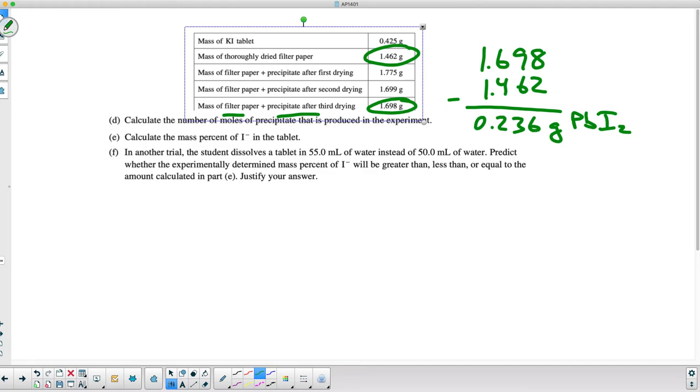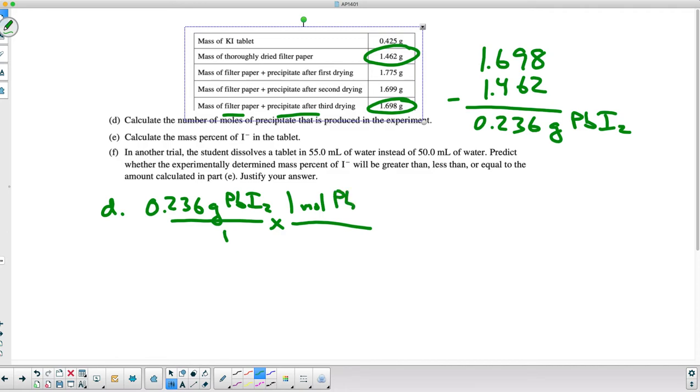So calculate the mass, oh, I'm not there yet. So calculate the number of moles. That means for letter D, I'm going to start off with 0.236 grams of PbI2 all over 1, times 1 mole of PbI2. Okay, so 1 mole of PbI2.